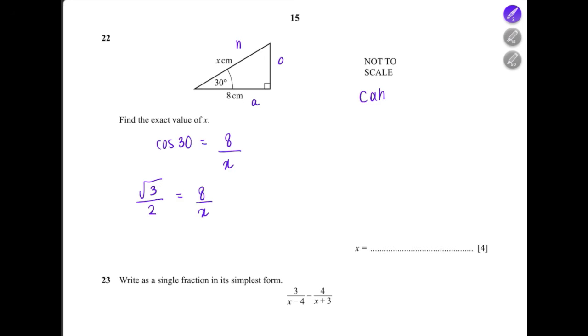Let's cross them like this. So this would be x equals 8 multiplied by 2 divided by square root 3. So this is 16 over square root 3.